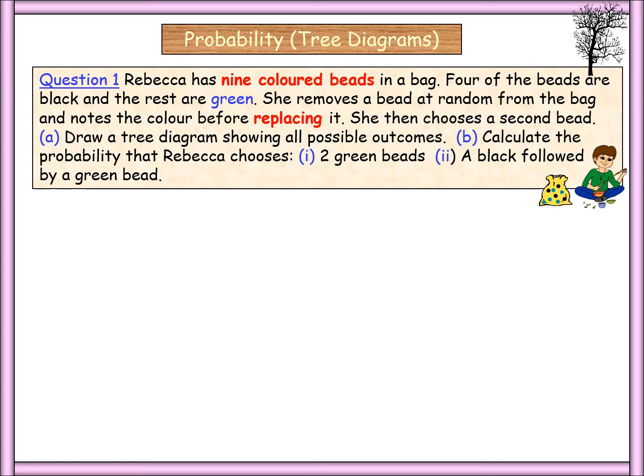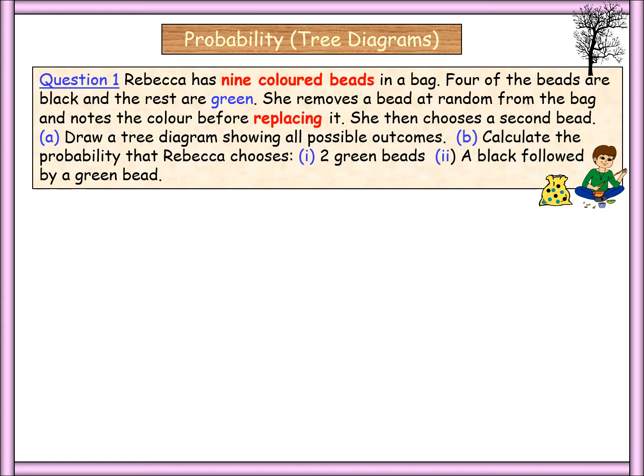So let us have question number 1. Rebecca has 9 colored beads in a bag. 4 of the beads are black and the rest are green. She removes a bead at random from the bag and notes the color before replacing it. She then chooses a second bead. Draw a diagram showing all possible outcomes. Calculate the probability that Rebecca chooses 2 green beads and then Rebecca chooses a black followed by a green bead.